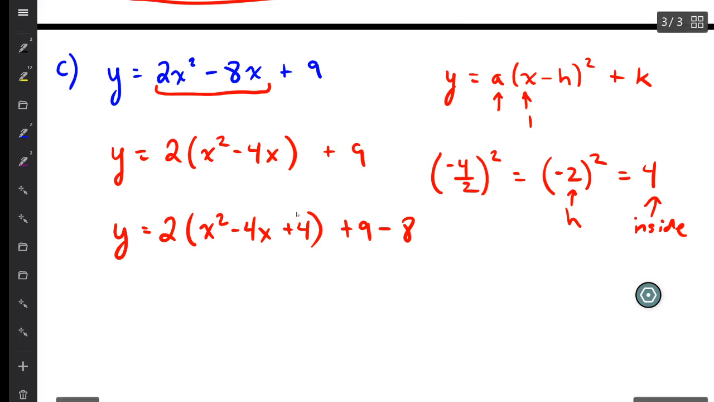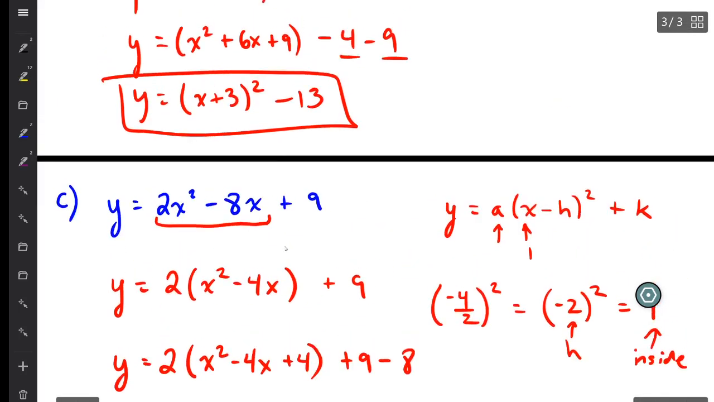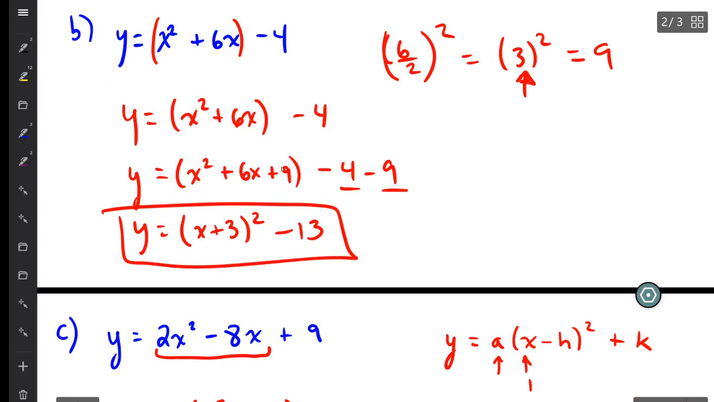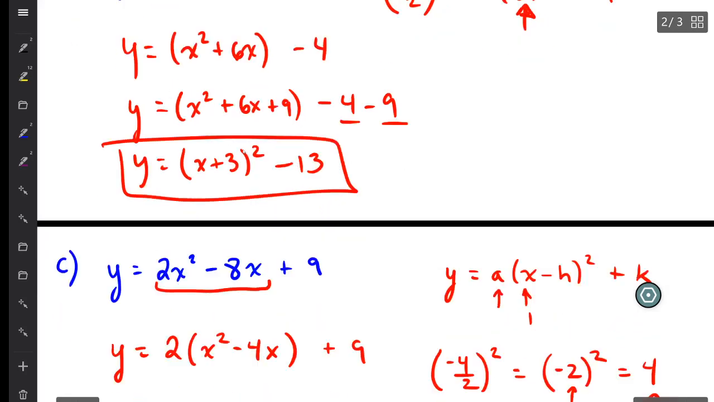I know this might be confusing for some of you. So let's look up here and see how we did 6 divided by 2. We got 3. 3 squared was 9. We added 9. We subtracted 9. Why did we need to subtract 9? Because we can't change this. So if I add 9 to my equation, I also need to subtract 9 so that my graph remains the same graph. I don't move it at all, right? In total, I need to have added 0. But I just add 9 inside so I can factor it, and outside to keep it as 0.